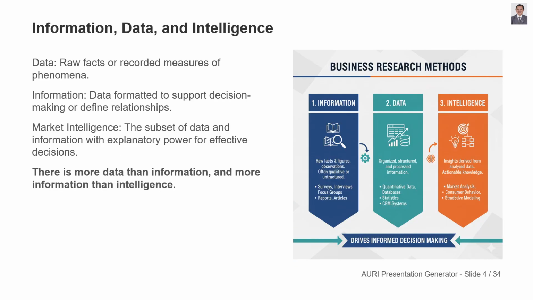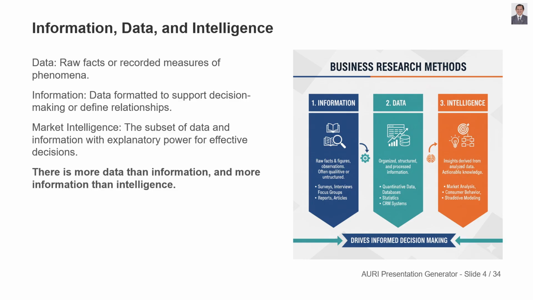Now, let's define the core terms for this chapter. First, data refers to raw facts or recorded measures of phenomena. Next, information is data formatted to support decision-making or define relationships. Market intelligence is a refined subset of data and information that helps explain things for effective decisions.